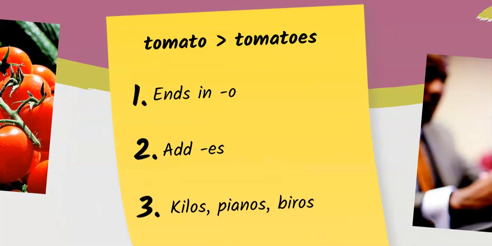You might have learnt when you were in school that if a word ends with O, you add ES to make it plural. For example, tomatoes. This is correct, but unfortunately there are lots of words that don't follow this rule, like kilos, pianos, biros. There's no way of knowing whether you add ES or simply S, and unfortunately you just have to learn the spellings of those words.